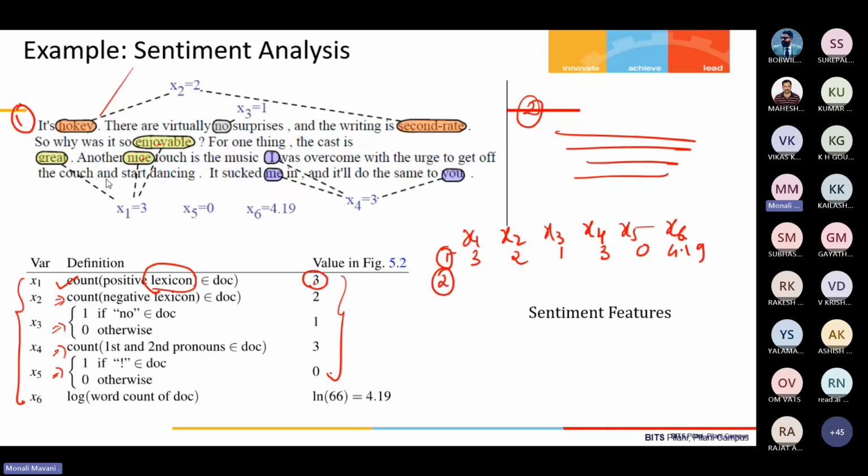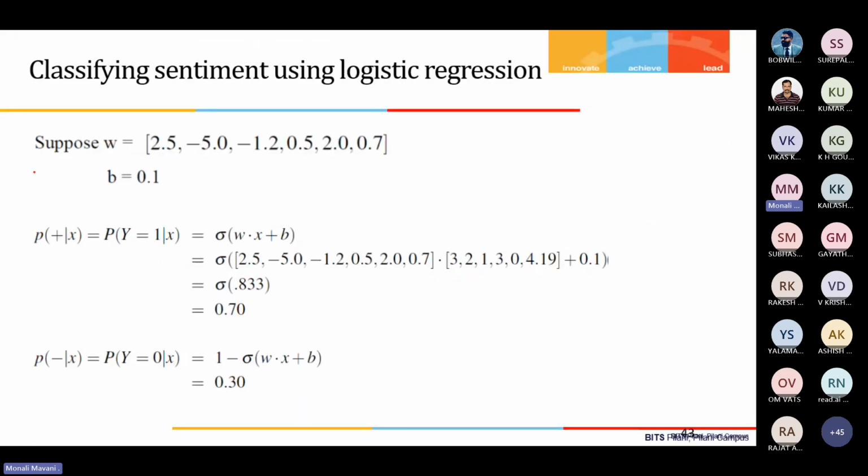Now, once we have created the rows this way, it becomes a standard problem. It is like our standard data set, and then we can apply logistic regression. So what is the hypothesis function for logistic regression? It is a sigmoid function. And in this example, what is shown? Let's say, for example, we have taken some initial values of weights. Assume initial values of weights. For logistic regression, we can initialize the weights as 0.